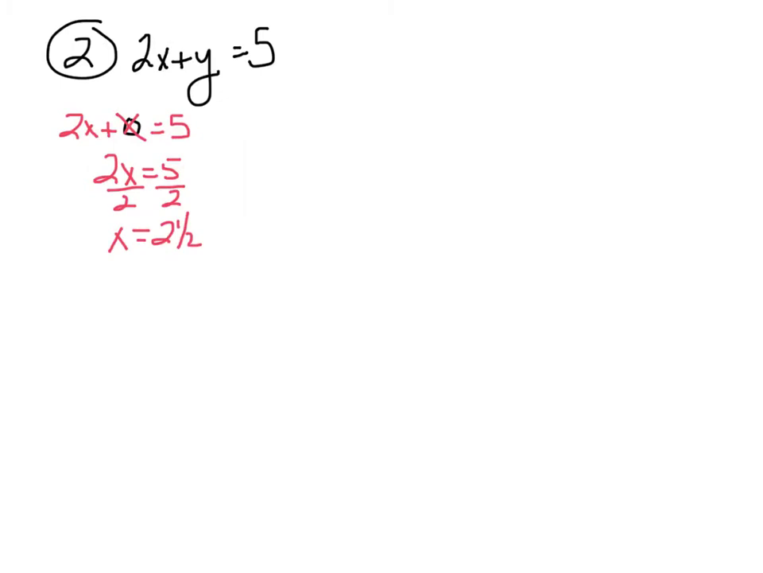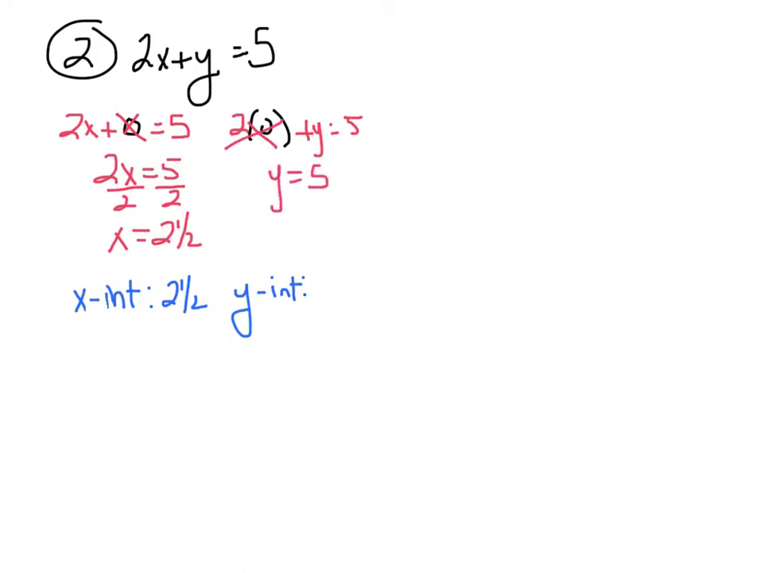Then I plug in, so my x-intercept is 2.5. To find my y-intercept, I plug in 0 for x. You plug it in for the opposite letter. 2x plus y equals 5. 2 times 0 is 0, so y just equals 5. So my y-intercept is 5.